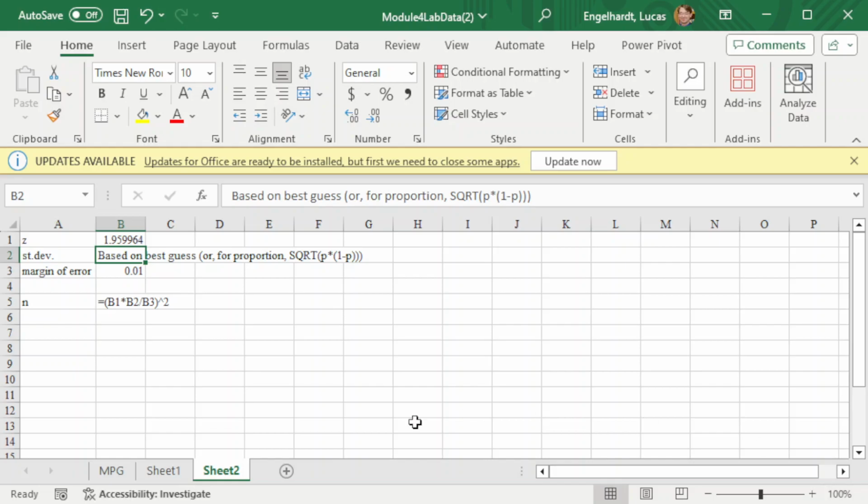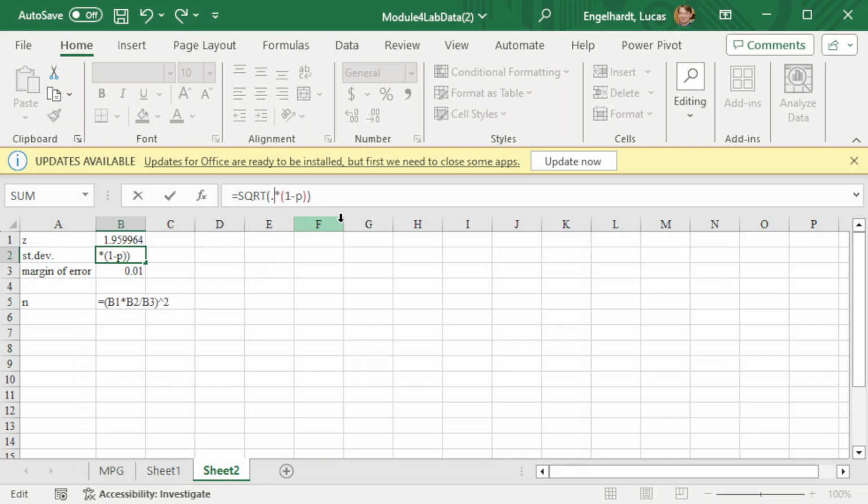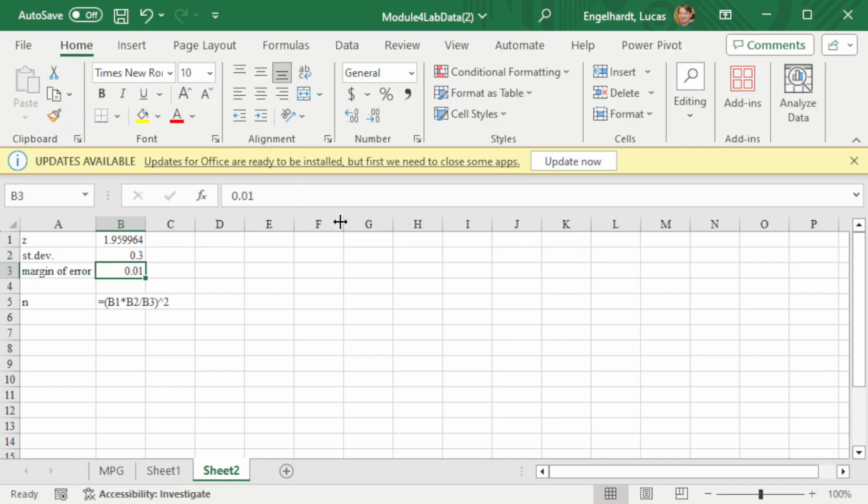So I'm going to go ahead and do that. So I'm going to change this. So it's equal to square root of p times 1 minus p, and then I need to plug in for p whatever my best guess is. Let's say that I think it might be 10%. So I'm going to put in 10%, or 0.1 for my p's here. And then hit enter. All right, so that gives me a standard deviation of 0.3.